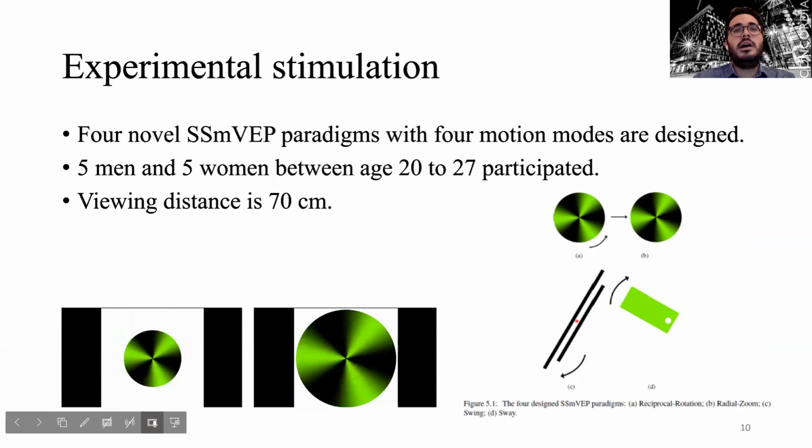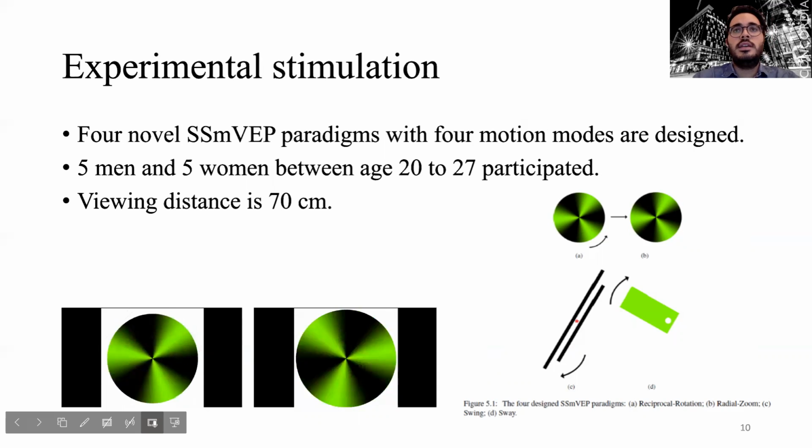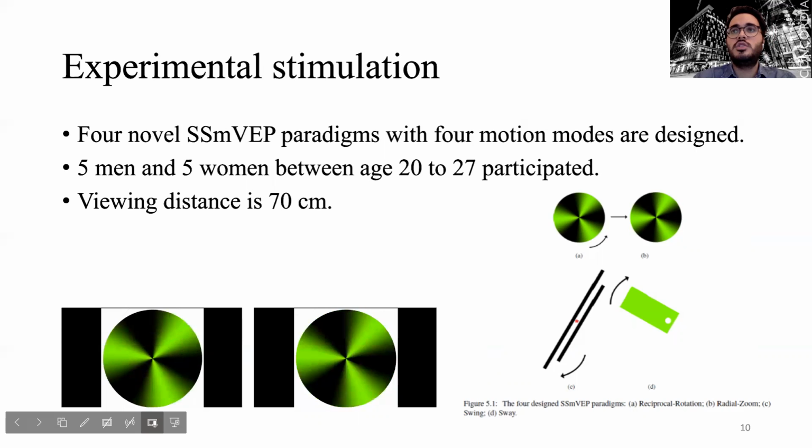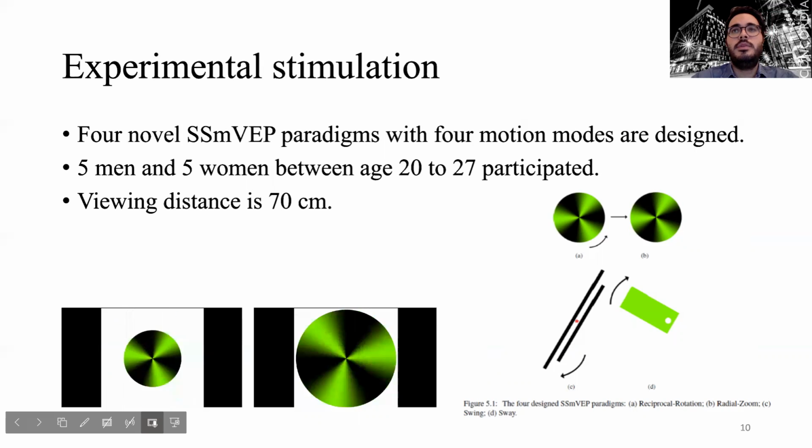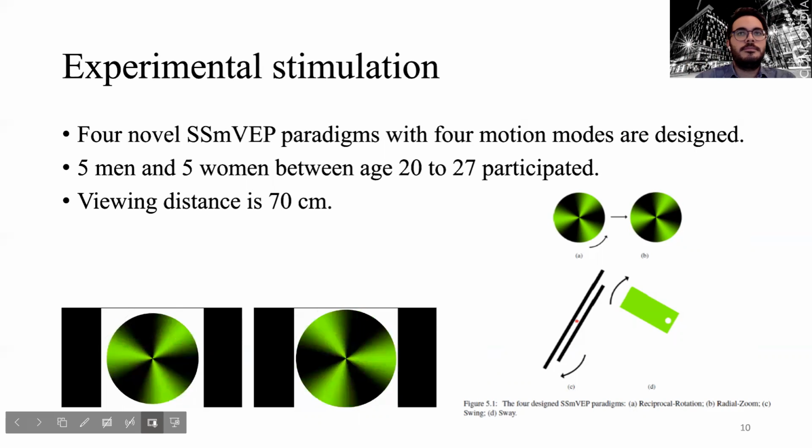4 SSMVEP paradigms are designed for the experiment, including reciprocal rotation, radial zoom, swing, and sway. The motion modes are represented in this figure. 5 men and 5 women between the ages of 20 and 27 participated in this test. The viewing distance from the monitor is 70 centimeters.